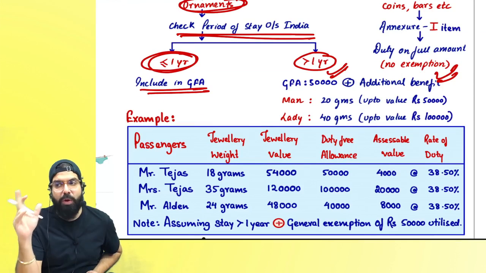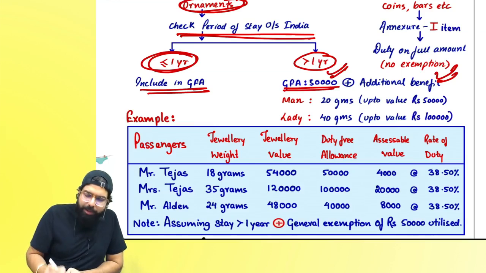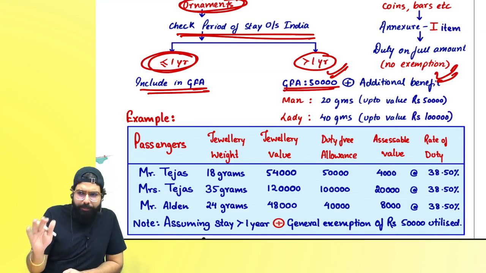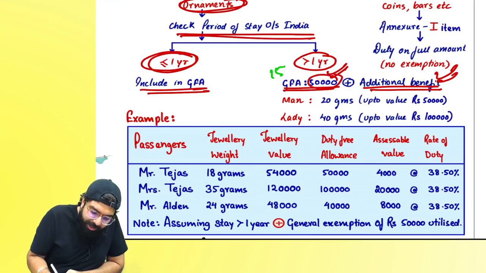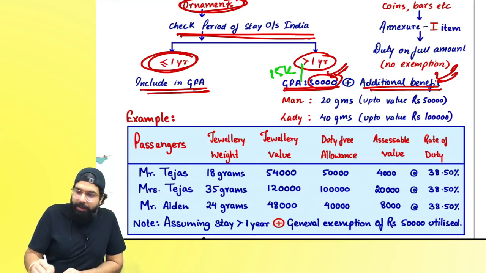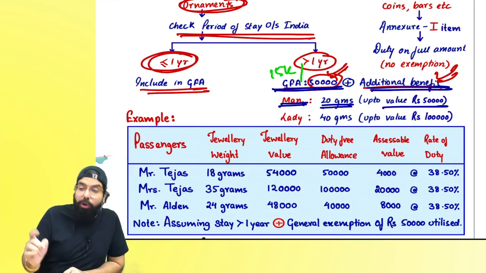But if you have stayed for more than 1 year, they are going ahead and telling general free allowance, whatever is 15,000 or 50,000, plus additional benefit will be given. Sir, here I have written only 50, but you have to remember how much? 15,000 or 50,000, whatever is the general free allowance, that will be given, plus additional benefit will be given. If you are a man, you will be allowed 20 gram up to 50,000.